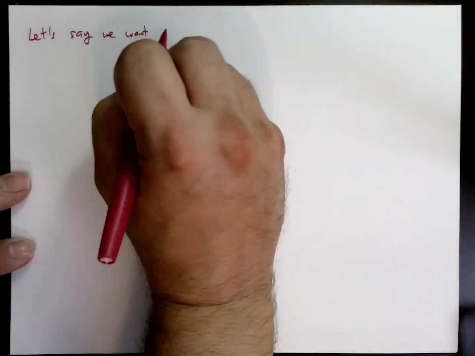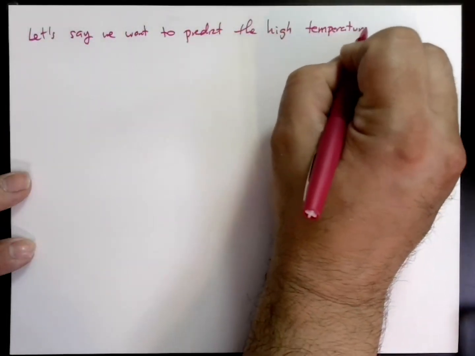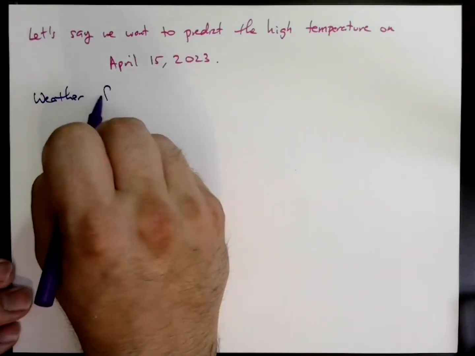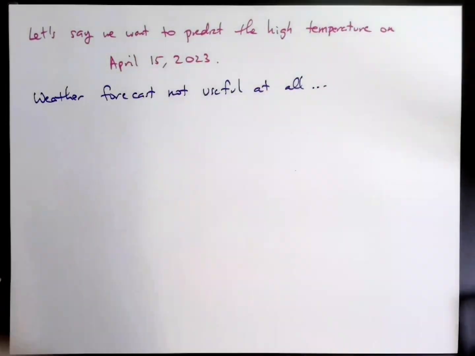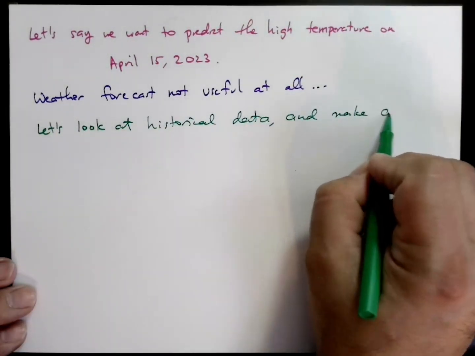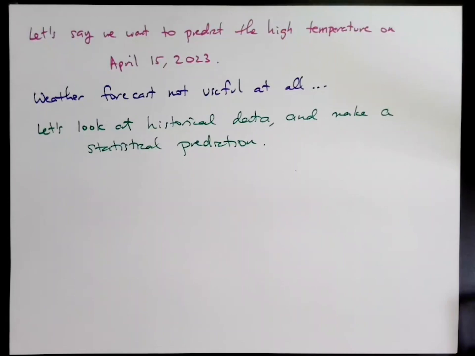Okay, here's a crazy question. Let's say we want to predict the high temperature for April 15th, 2023. It's basically next year. There's no weather forecast that's going to give us that information. Weather forecasts are not reliable a year out. But one thing we could do is look at historical data and try to make a statistical prediction.